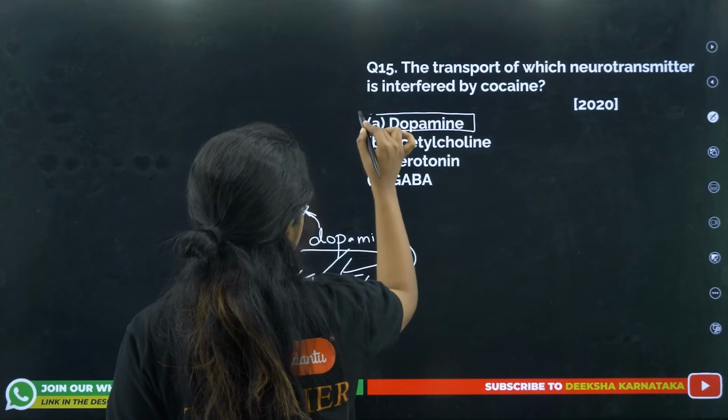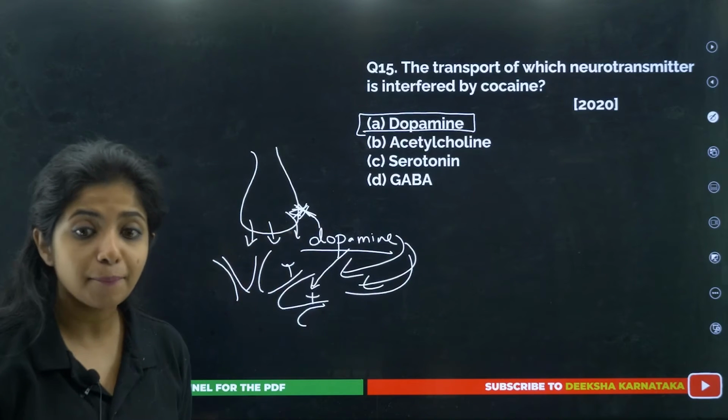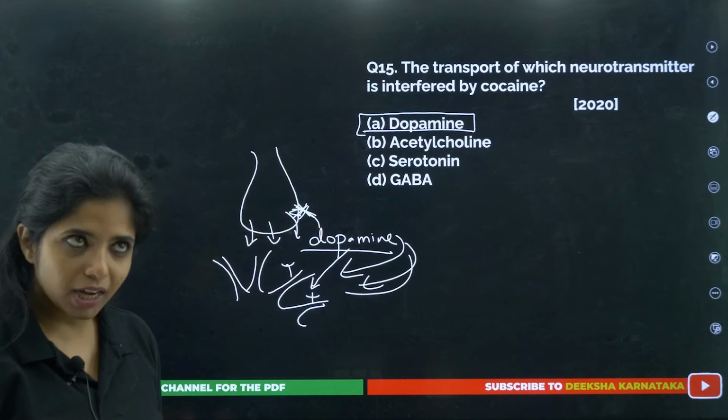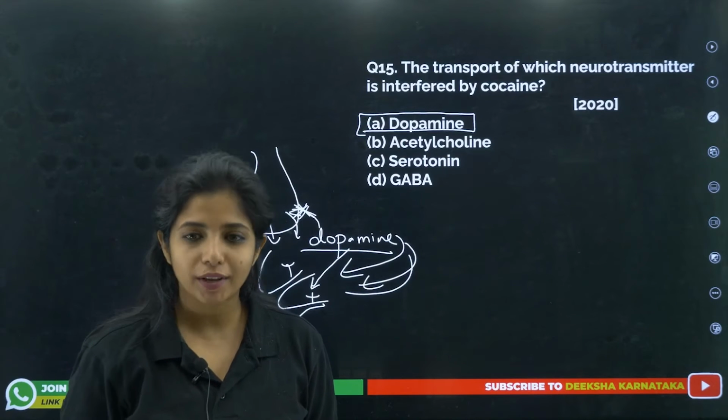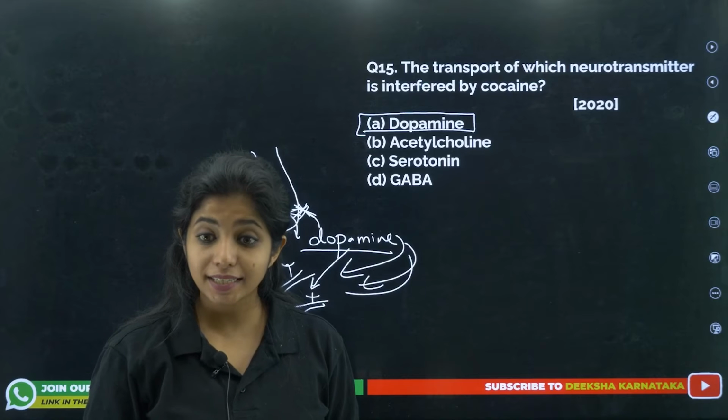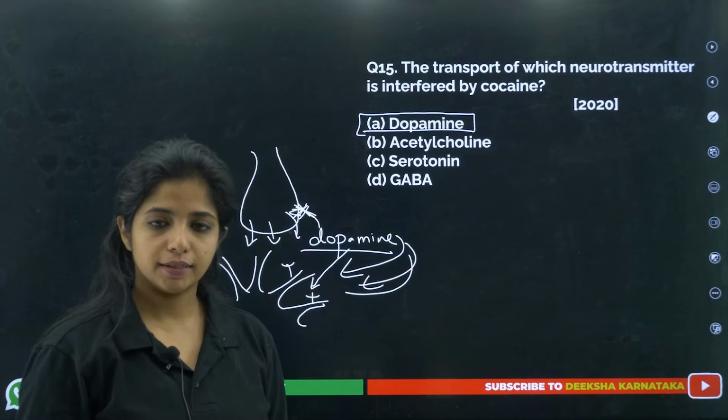This is a neurotransmitter that is being interfered. It is the happy hormone, and when it is interfered, what do you get? You get euphoria. Okay, intense happiness, feeling of intense happiness.